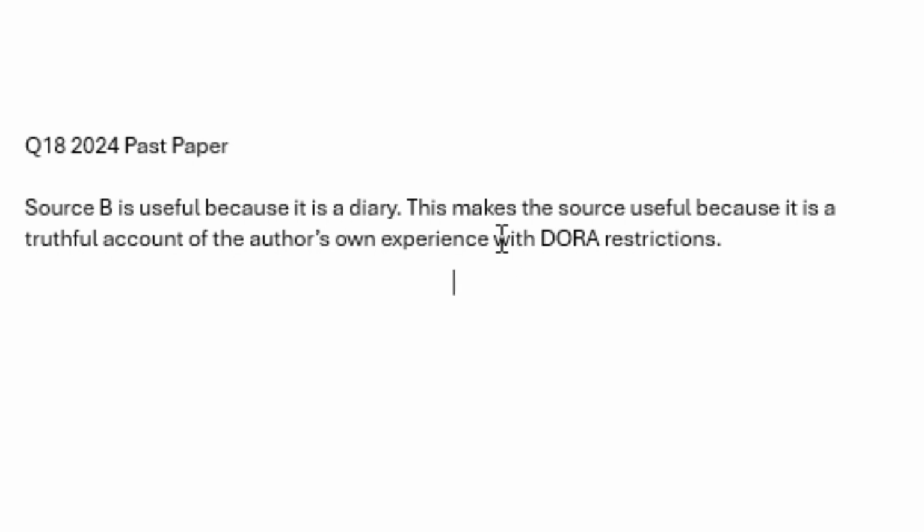But one thing the SQA often comment on is just this last little bit. We're not really being asked to judge or evaluate the usefulness of any source. We're being asked to evaluate the usefulness of this source, source B, from question 18 of the 2024 past paper, which is all about DORA restrictions.